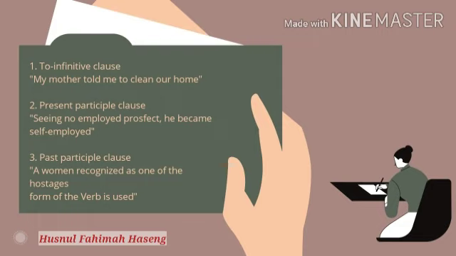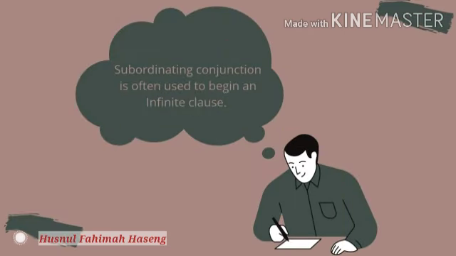And the last type is past participle clause. In this clause, the past participle form of the verb is used. For example, a woman recognized as one of the hostages was found unharmed in the building. Well, subordinate conjunction is often used to begin an infinite clause. The subordinate conjunctions used here are such as if, unless, and though. For example, the rescuers found the boy, though injured, fully conscious.